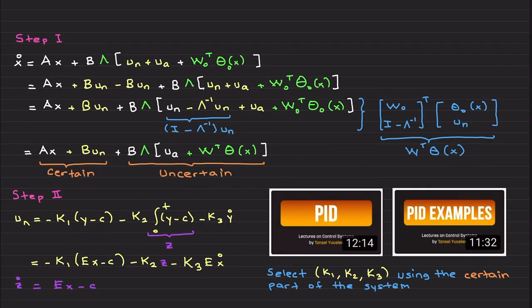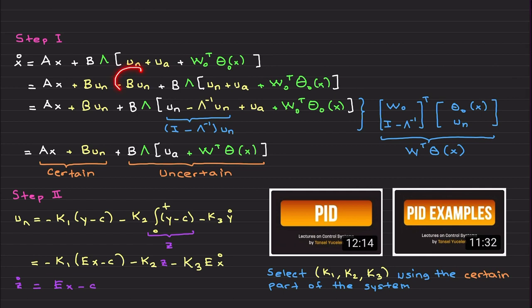So similar to the previous video, I am going to provide step-by-step guidance how you can use PID as your nominal control. All right, the first step is identical to the step that I covered in the previous video as well as in some of the other videos in this playlist. So I am going to insert u, which is un plus ua. This is the uncertainty. In the next step, I am going to add and subtract bun minus bun.